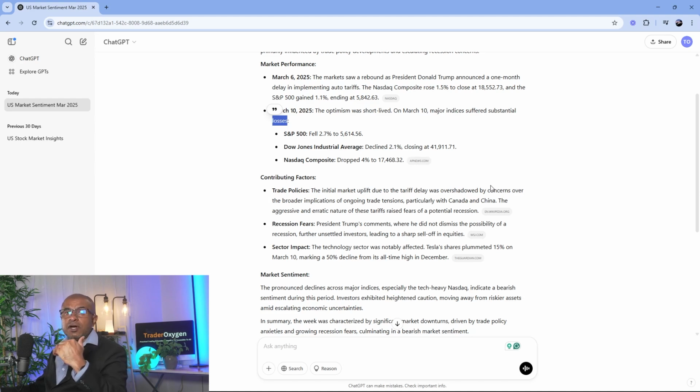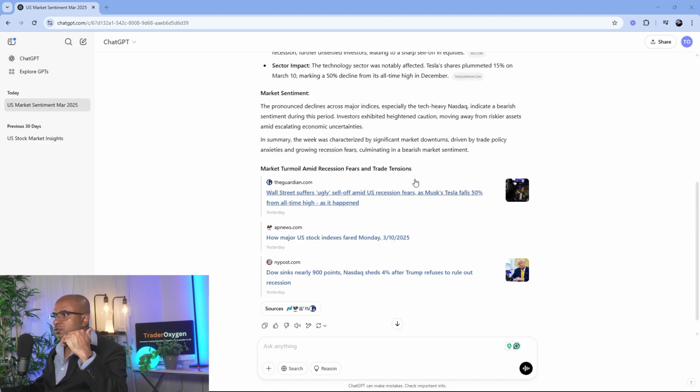Which also confirms our bearish weekly and daily bias. You can see the news also indicates the bearish market sentiment.